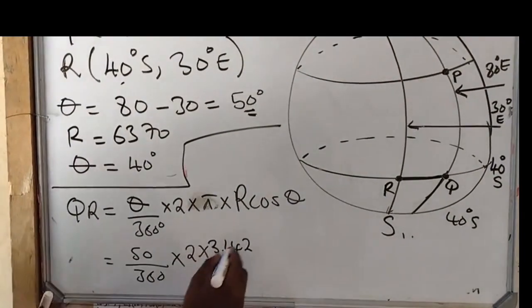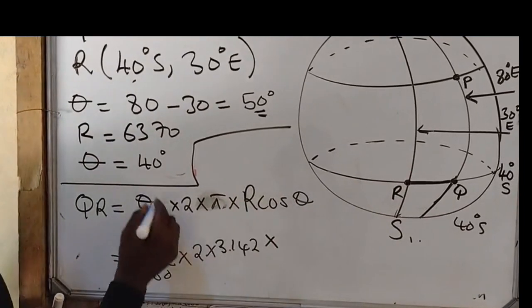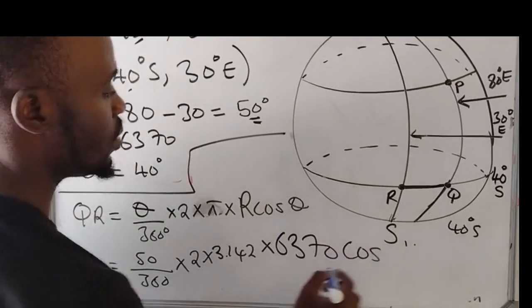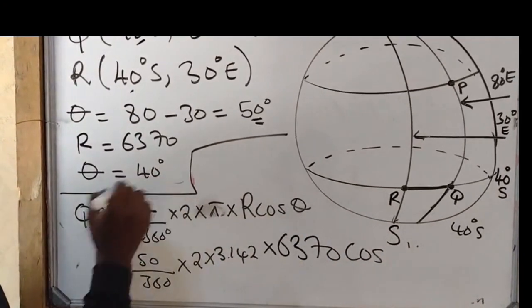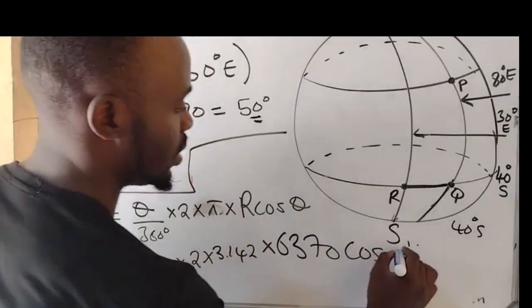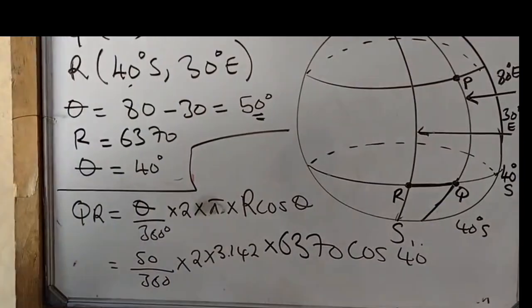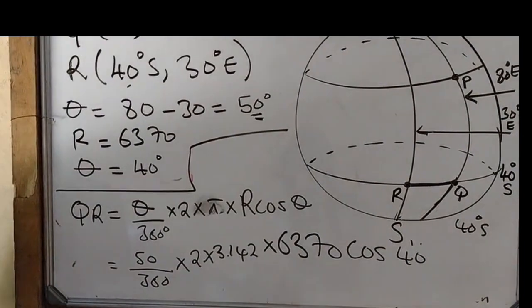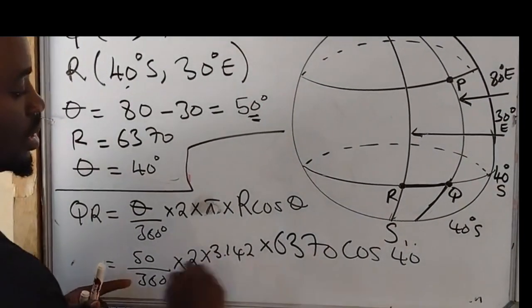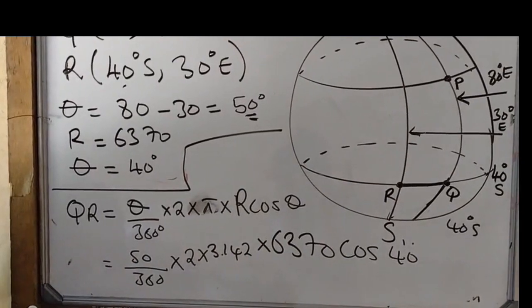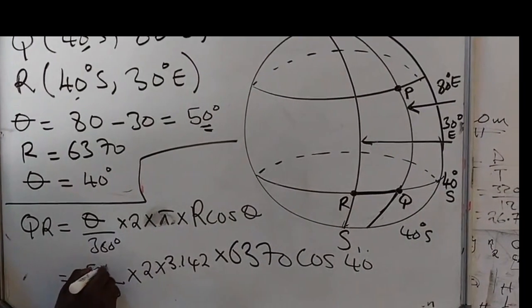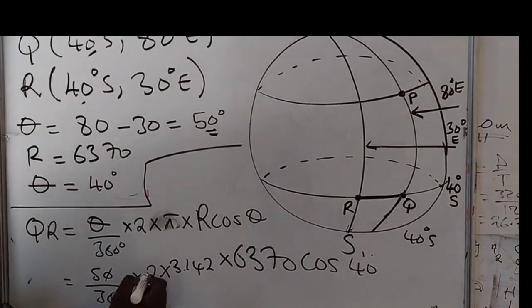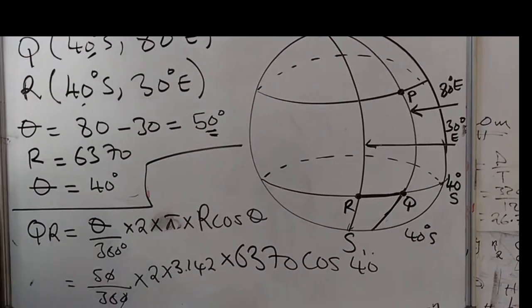Then times the radius, which is in kilometers, 6370. Then we say cos. So here I said you put the value there for the latitude, which is 40. This is what you're going to come up with. For the next step, it is just a matter of entering these values in a calculator. Or you can cancel this and this here, just to reduce something. Then multiply the rest together with this value.